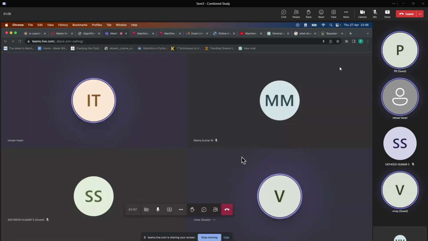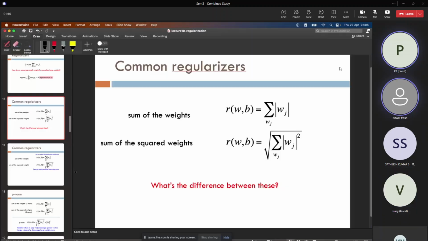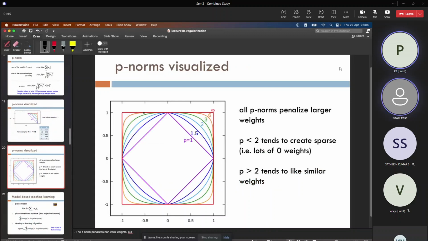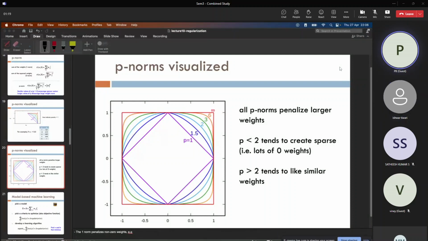And in addition to that, how do we come to this thing? You see this plot. I'm sure you guys can see my screen. I've shared the screen, right? Yes, yes. Okay.